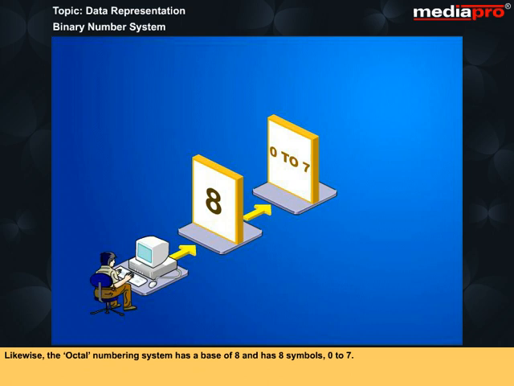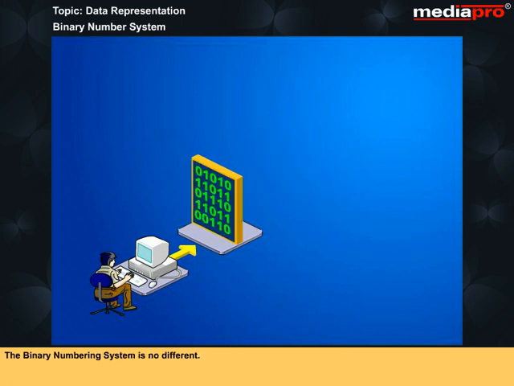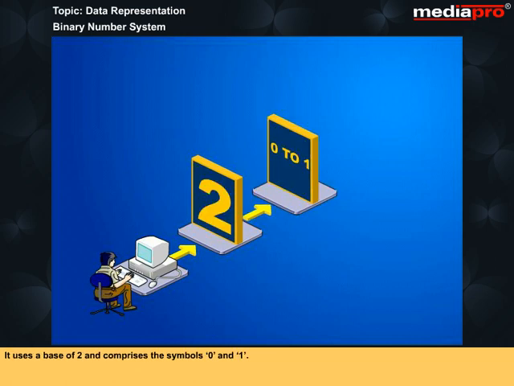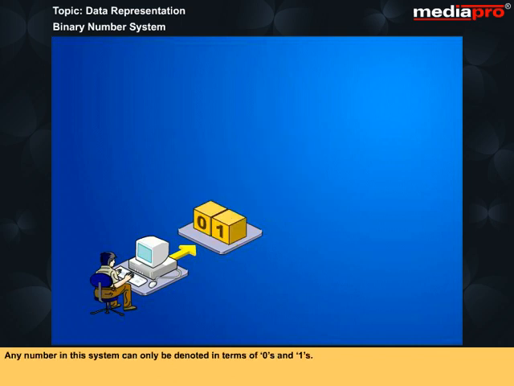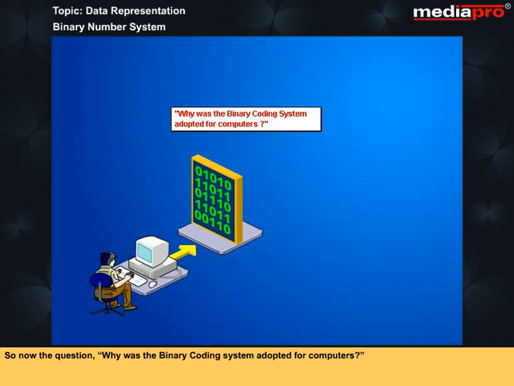Likewise, the octal numbering system has a base of 8 and has 8 symbols, 0 to 7. The binary numbering system is no different. It uses a base of 2 and comprises the symbols 0 and 1. Any number in the system can only be denoted in terms of zeros and ones. So now, the question: why was the binary encoding system adopted for computers?